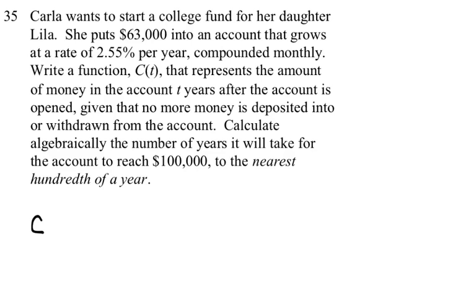All right, let's look at number 35. Now Carla wants to start a college fund for her daughter. She put 63,000 into the account, and the growth rate is 2.55, compounded monthly. Write a function C of t that represents the amount of money in the account t years after the account is opened. Calculate algebraically the number of years it will take for the account to reach 100,000, to the nearest hundredth of a year.